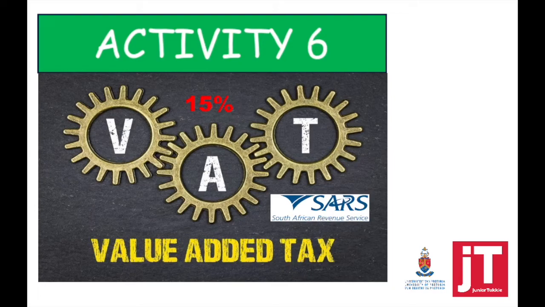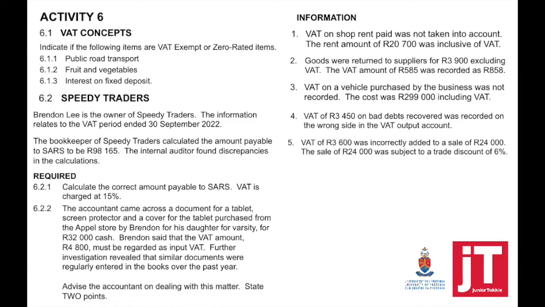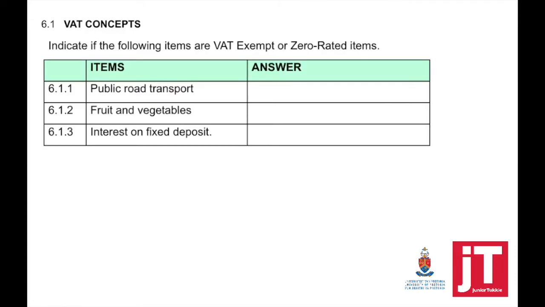Brimacombe. We are going to look at VAT, Chapter 11, Activity 6. This question consists out of question 6.1, VAT concepts, and question 6.2, Speedy Traders, where we need to complete question 6.2.1 and 6.2.2. Now, if we start with question 6.1, VAT concepts.